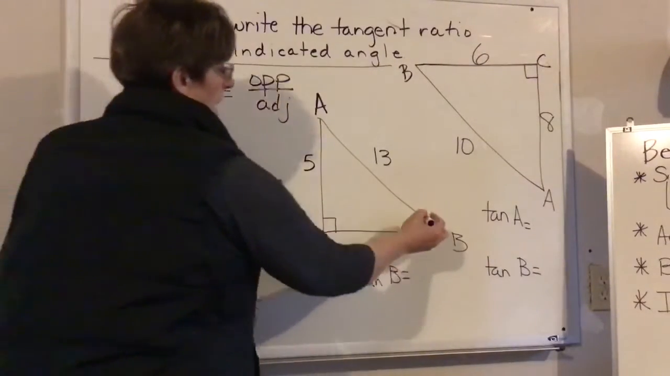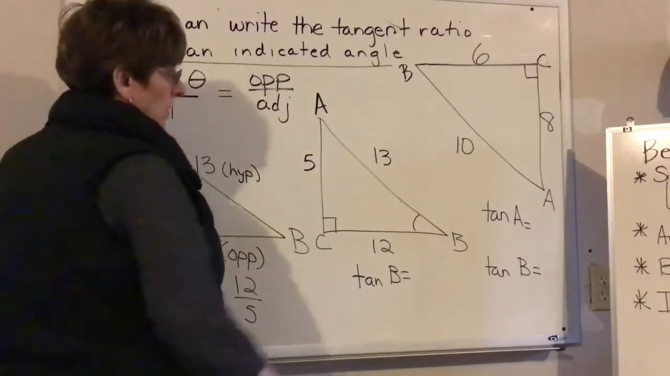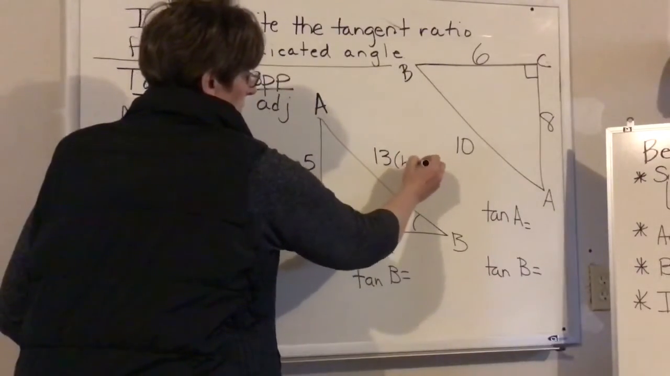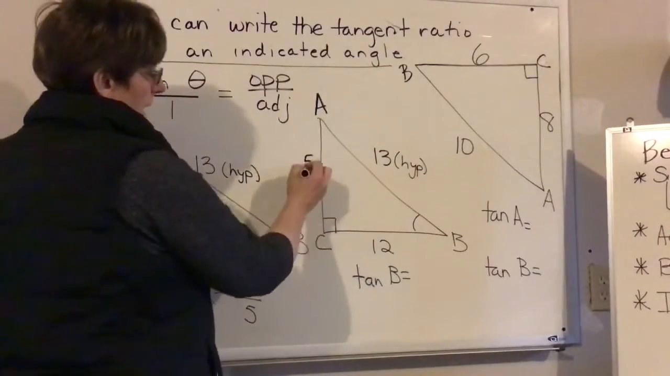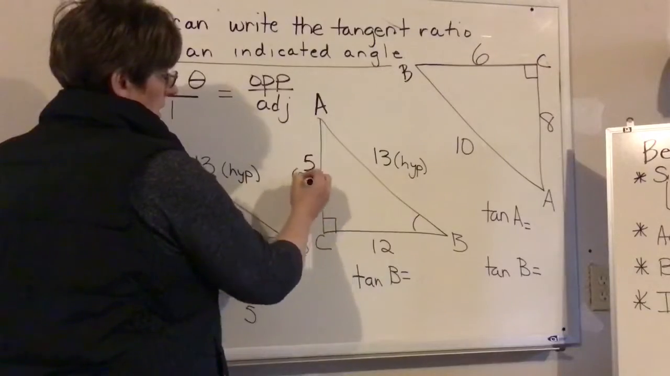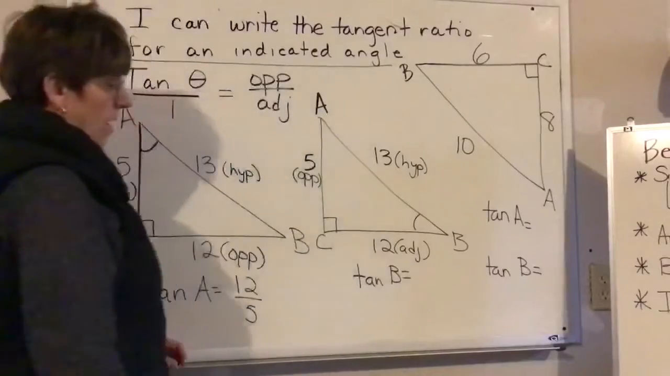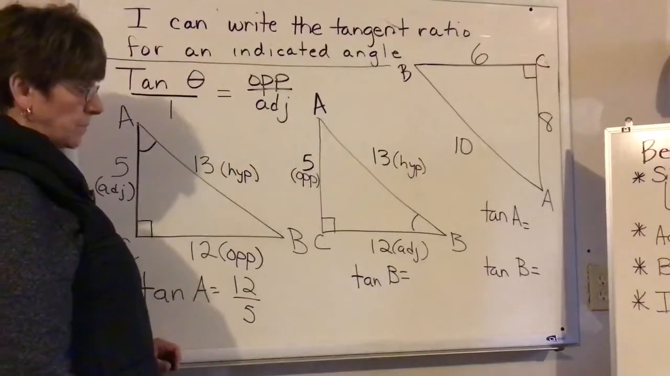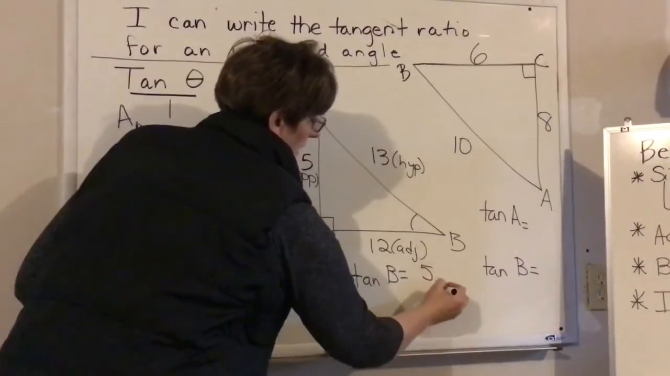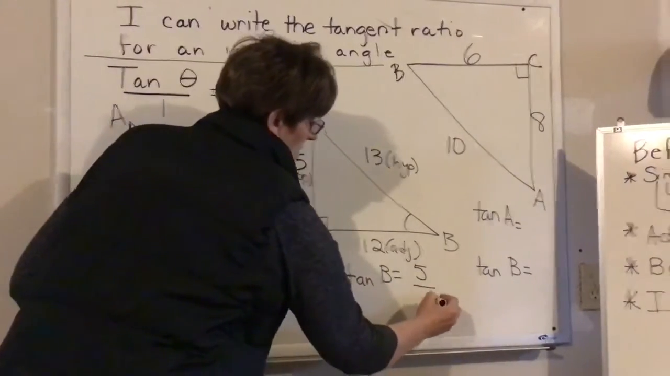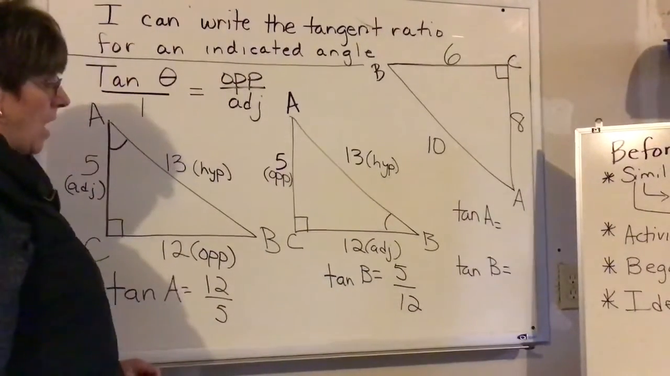Now, coming over here, I'm concentrating on angle B this time. So angle B is my important angle. 13 is still the hypotenuse. And this time, opposite of angle B is the 5. And adjacent to angle B is going to be the 12. So when I write my trig ratio, I'm going to have the opposite side on top, which is the 5, the adjacent side on the bottom, which is the 12, and the tangent of angle B is 5/12.